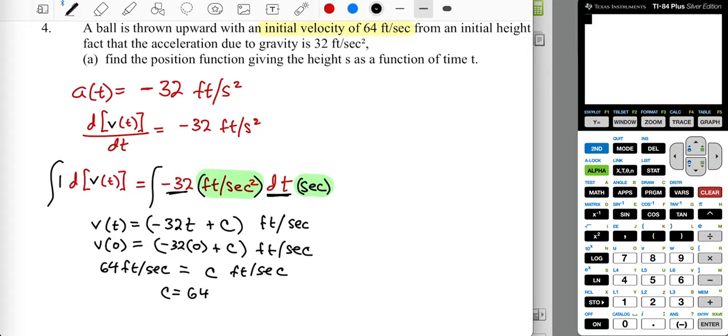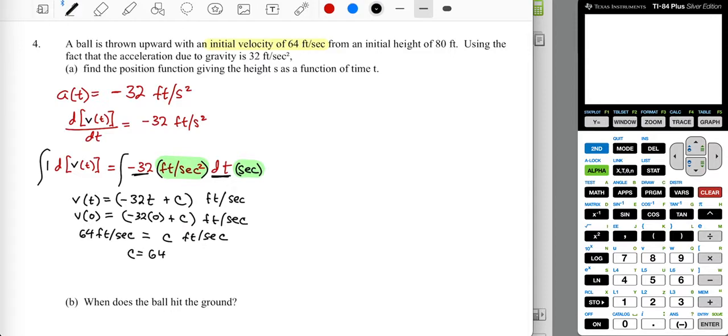The question I normally get at this point is, well, couldn't we just put the initial velocity in for c and call it a day? Well, you're not always going to be given an initial condition. You'll be given a condition. It won't always be the starting value. You might have to solve for the initial value, so we can't make that assumption. Long story short, v of t is equal to negative 32t plus 64 feet per second.